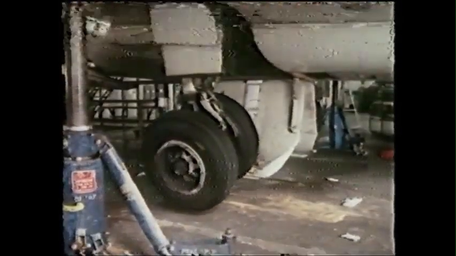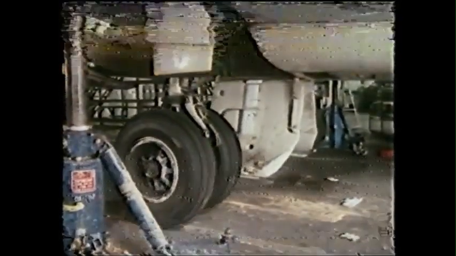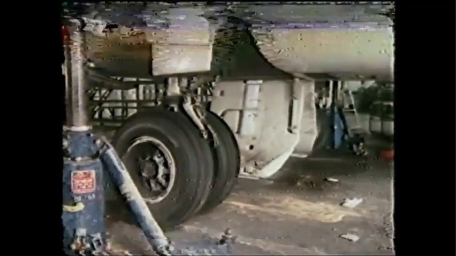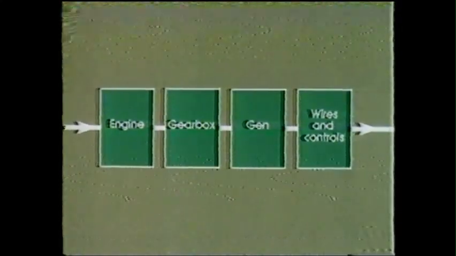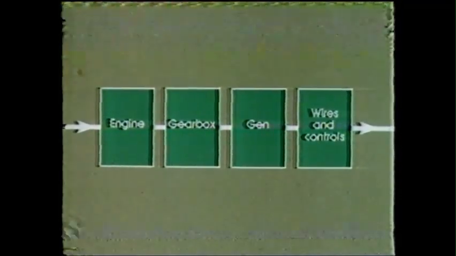The landing gear needs both electrical and hydraulic power. Let's look first at the electrical system. Each channel is made up of the plane's engine, which drives a gearbox, which drives a generator, which supplies electrical power to the wires, controls, and so on. Reliability data for all components, collected from tests or actual in-service experience, has shown the probability of failure for each of the components per hour of flying time.